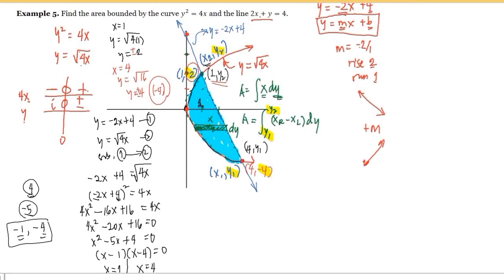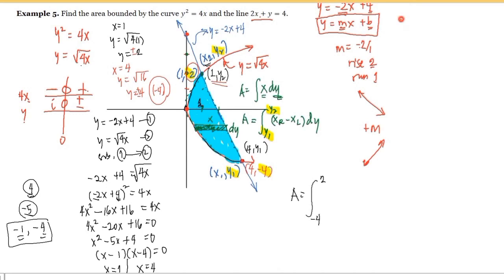So, with this, we have our area is equal to the integral. The lower limit is negative 4 and the upper limit is positive 2. So, x to the right. Sino yung x to the right natin? Ito yung x to the right natin, ito yung equation natin ng line. Pero, since x yung hinahanap natin dito, dapat naka-express sa y yung equation natin.